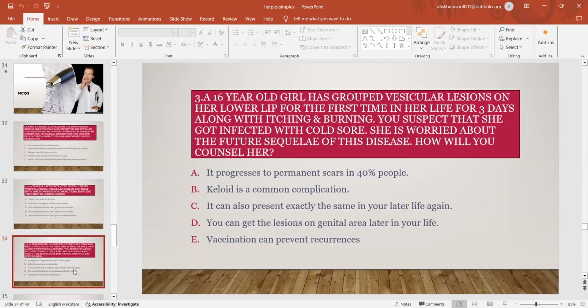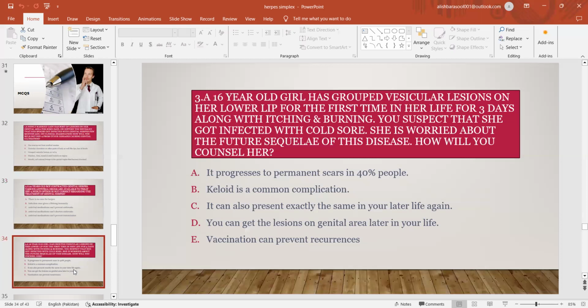A 16-year-old girl has grouped vesicular lesions on her lower lip for the first time in her life for 3 days, along with itching and burning. You suspect that she got infected with cold sore. She is worried about the future sequelae of this disease. How will you counsel her?